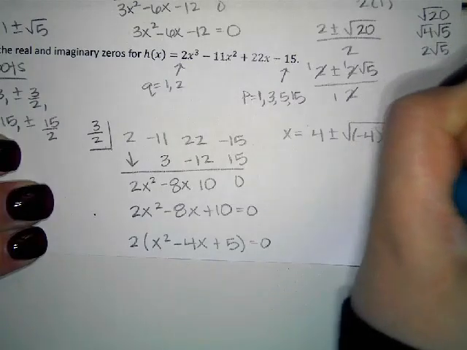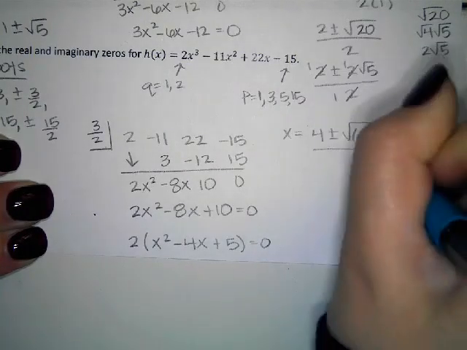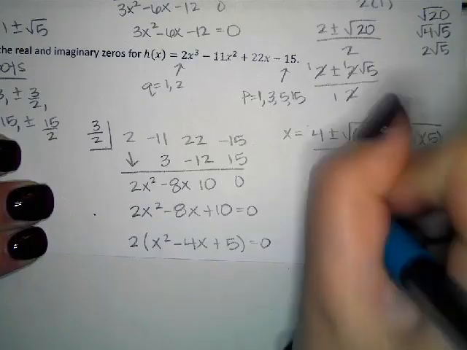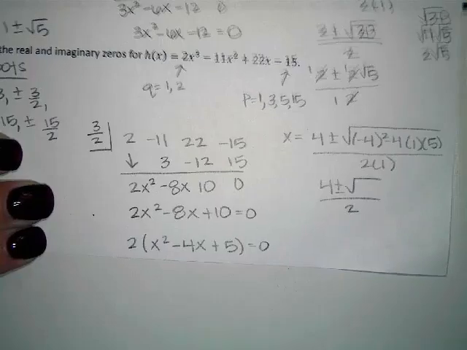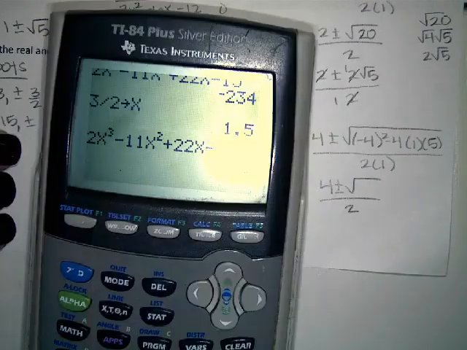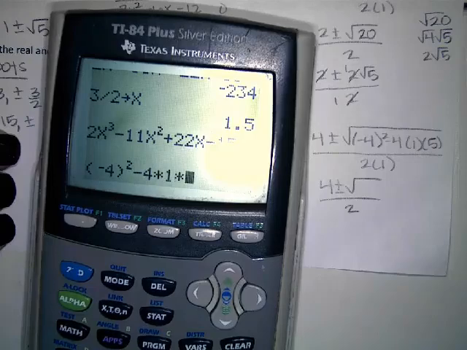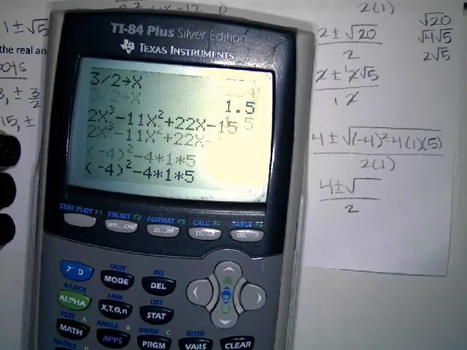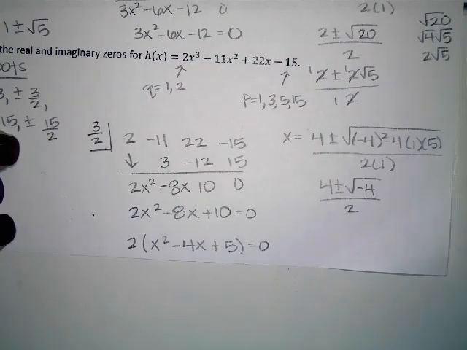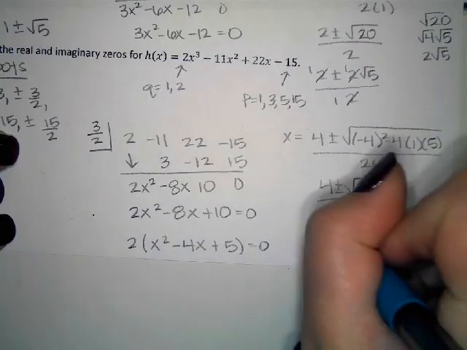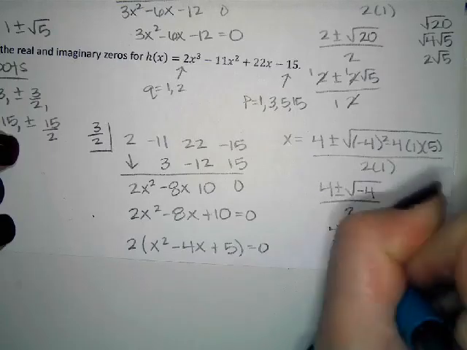-4. So we have 4 plus or minus 2i divided by 2. And both of those are divisible by 2. This would be 2 plus or minus 1i, and then divided by nothing. Okay. Two plus or minus 1i.